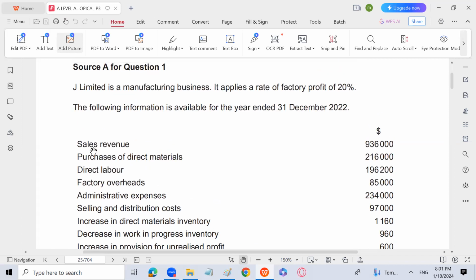क्यों? क्योंकि ऊपर लिखा है कि आप फैक्ट्री प्रॉफिट का रेट अप्लाई करते हैं 20%. अगर फैक्ट्री प्रॉफिट का सवाल हो और कुछ ना बताया हो तो हम अज्यूम करते हैं कि ट्रांसफर प्राइस पर ही गुड्स दी हुई हैं. आगे जी.